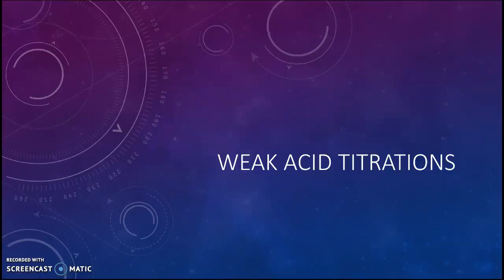So the next topic we're going to cover is weak acid titrations, and these are similar in a lot of ways to the strong acid titrations we covered earlier in the course, but there's some differences as well. And the differences mainly have to do with the fact that rather than dissociating completely, these weak acids, as we've learned, have an equilibrium. They exist in equilibrium between the undissociated acid and the H3O plus and conjugate base. And so that has an effect on the pH as you're adding a strong base to it.